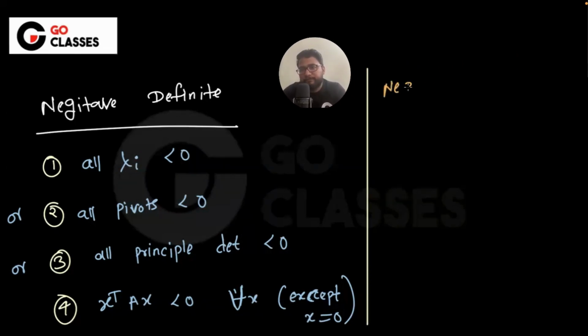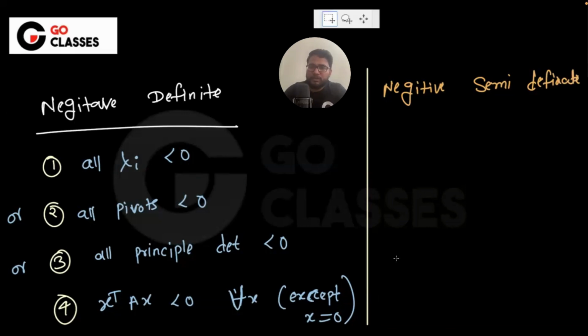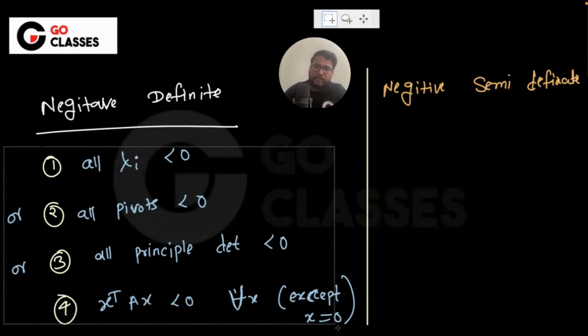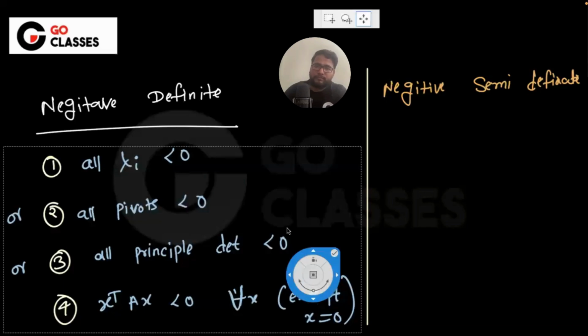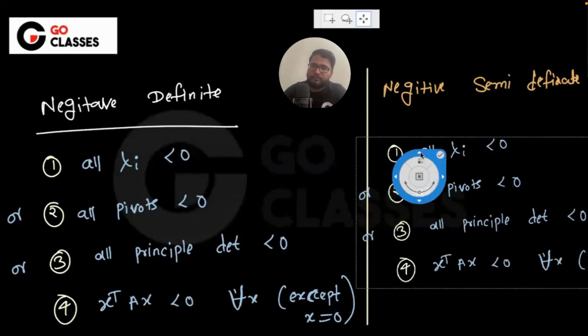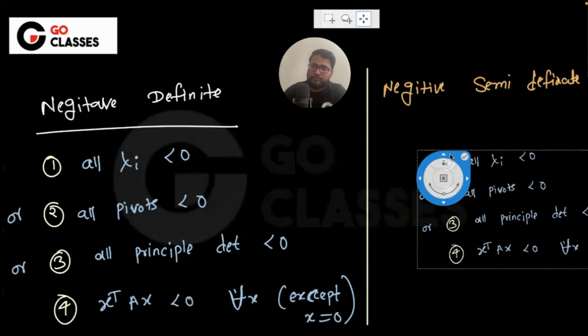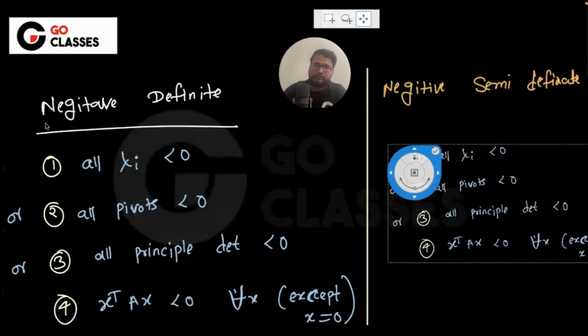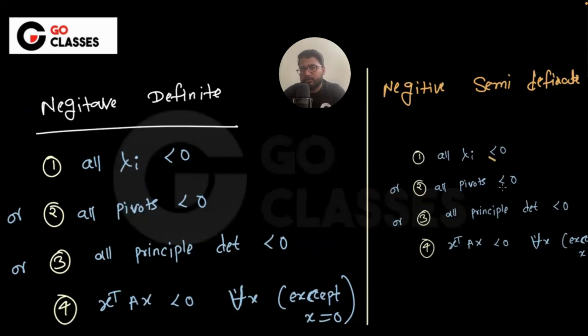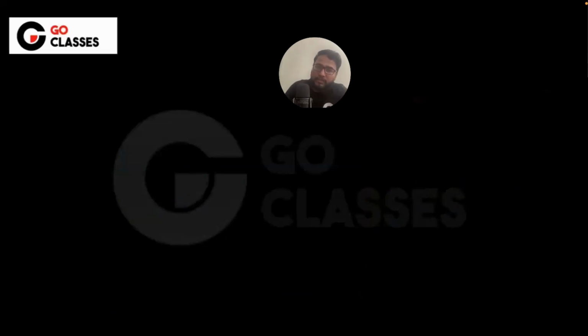What is remaining? Semi-definite, right? So here, in all those conditions, you will be having less than or equal to 0. That's the only difference. So here you will be having less than or equal to 0, less than or equal to 0, less than or equal to 0. Okay, so you can have positive definite, positive semi-definite, negative definite, and negative semi-definite. Now it is not necessary for a matrix to be either of these.